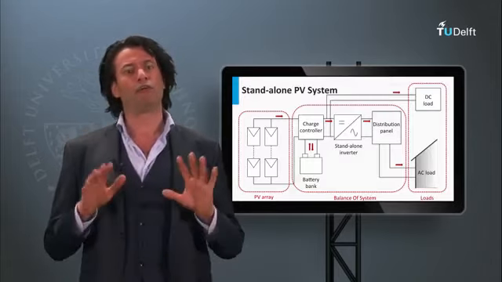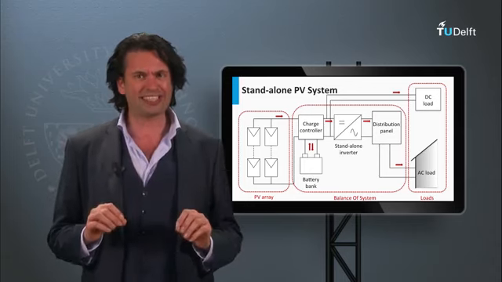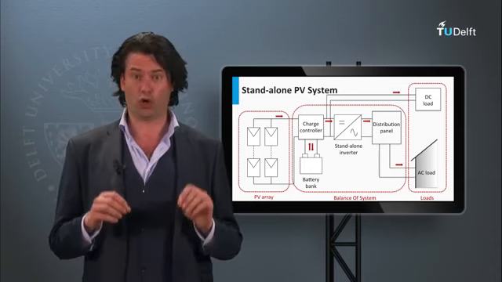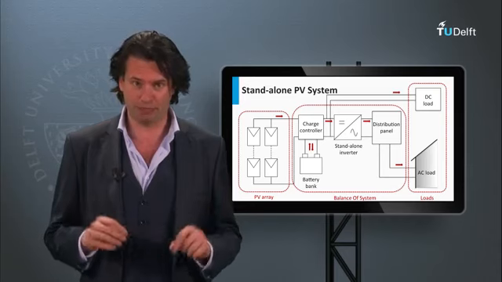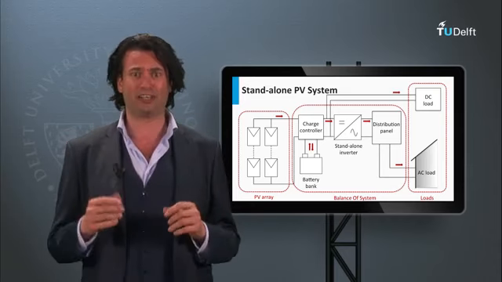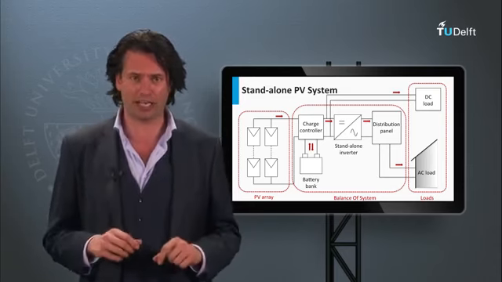In doing so, we will not only look at the characteristics of these PV systems, but also look at some of their basic design rules. We will first start with the standalone PV system. It is also called the off-grid PV system, simply because it functions independent of the electric grid.